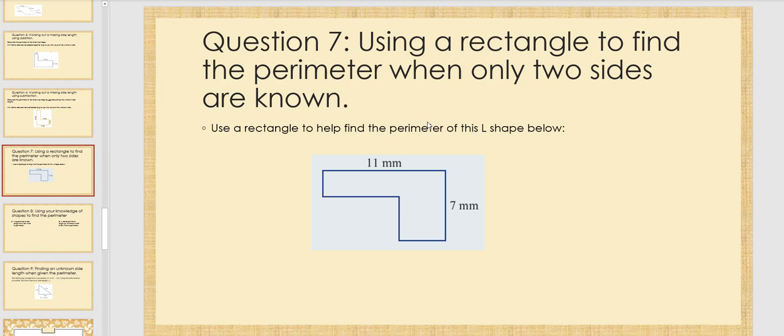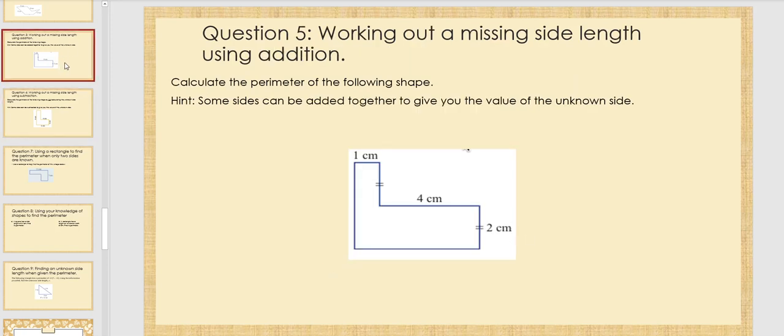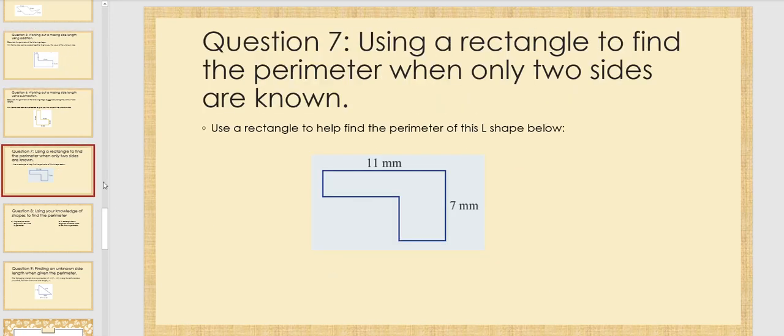Okay, for question 7, it tells us we are using a rectangle to find the perimeter when only 2 sides are known. So have a look at this L shape. So it's an L shape like the other ones, but we can see that we have less information. I've only got 11 millimeters here and 7, whereas the other ones, if I have a look, I had 4 measurements given, and over here I had 3 measurements. So now with this one, I can't just use addition and subtraction to work out the other side lengths. I don't have enough information.